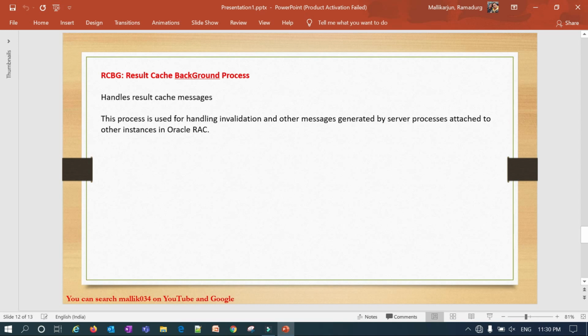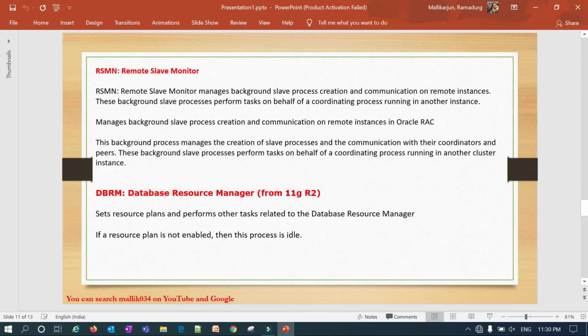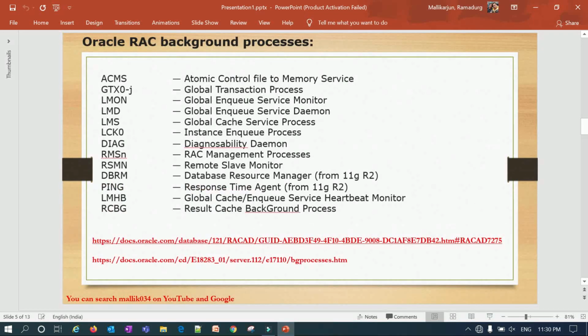This process is used for handling invalidation and other messages generated by the server processes attached to the other instances in an Oracle RAC. For example, when the other cluster nodes' server processes generate some messages, everything will be cached and clubbed together and managed by one particular background process, that is RCBG. And that's it, I believe. These are the mandatory background processes when it comes to RAC.